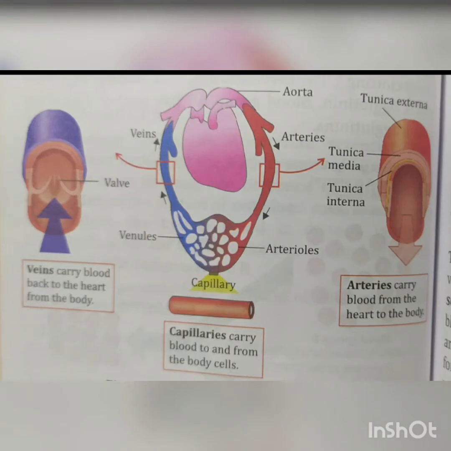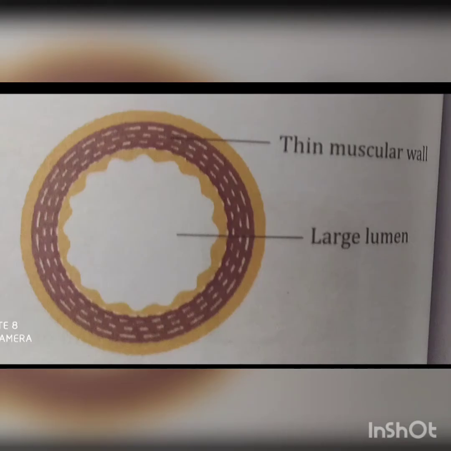The wall of the vein also has three layers as an artery, but they are thinner, less muscular and less elastic as compared to the arterial wall. The lumen of veins is much wider than that of arteries. This helps to keep the blood moving easily through the veins.